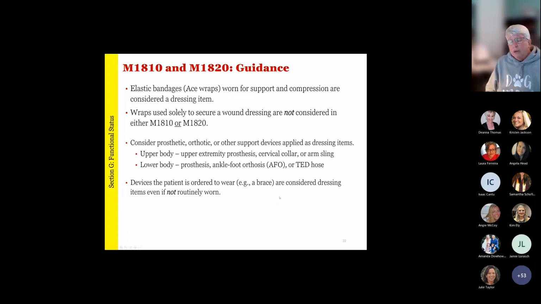Elastic bandages, right? Your ACE wraps, worn for support and compression, are considered a dressing item, but if they're there to just hold a bandage on, then they're part of a wound dressing and they're not considered dressing items. So you just need to know that ACE wrap that's on there. What's it actually on there for? Is it for compression or is it just to hold a gauze in place? We know that prosthetics and orthotics and other support devices are considered dressing items.